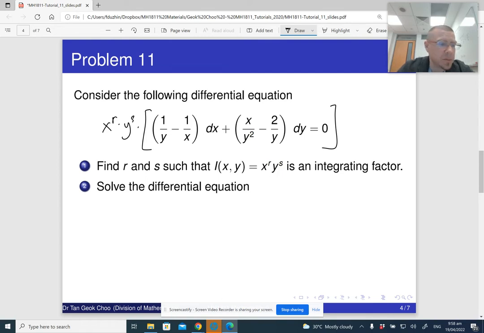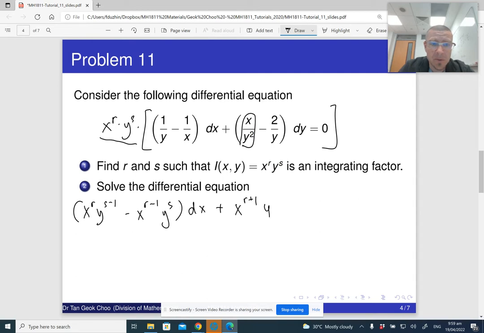All right, so doing that, I will get the following. x to the r times y to the s divided by y is going to be x to the r times y to the s minus 1, minus x to the r minus 1 times y to the s, dx, plus, now I've got to multiply x to the r times y to the s by this thing. So doing that, I will get x to the r plus 1 times y to the s minus 2, minus 2 x to the r y to the s minus 1, dy, right? Okay, and this is 0.